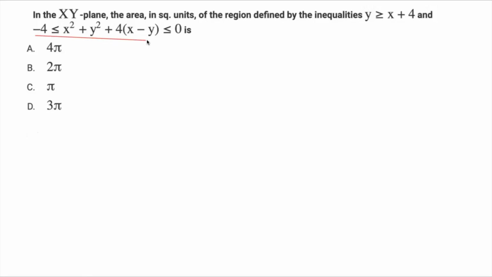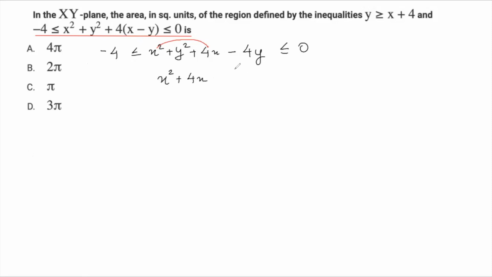So we'll start by looking at this inequality. Let's start by observing this. −4 ≤ x² + y² + 4x − 4y, and this should be less than or equal to 0. Now, if you notice carefully, I have x² and 4x. If I write them together, it will simply become x² + 4x. And I also have y² − 4y. If I combine them together, y² − 4y.